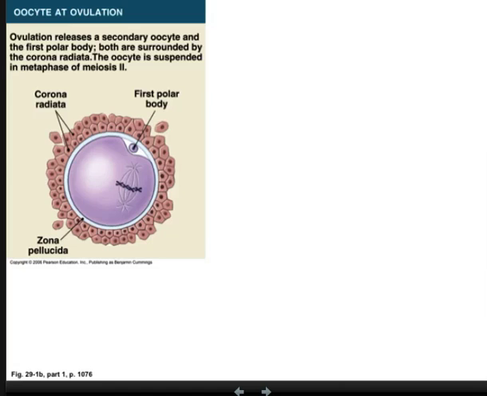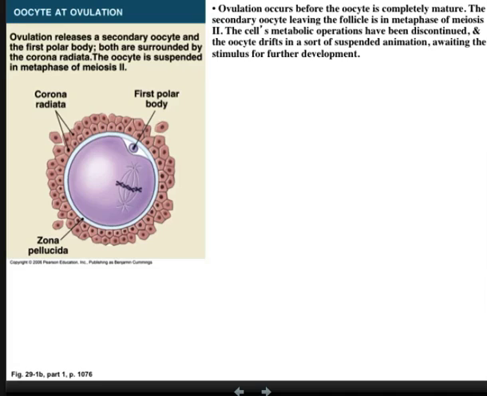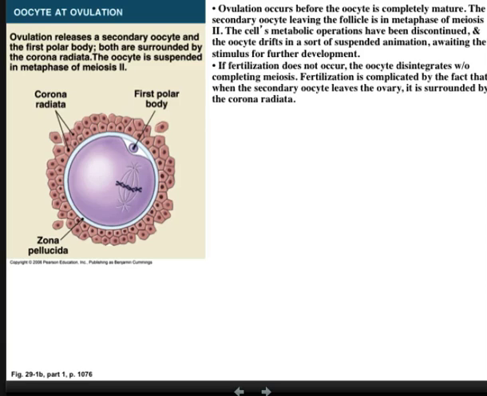So let's look at the oocyte at ovulation. Ovulation occurs before the oocyte is completely mature. The secondary oocyte leaving the follicle is in metaphase of meiosis II. It's in suspended animation, waiting for this event. The cell's metabolic operations have been discontinued, and the oocyte drifts in suspended animation, awaiting the stimulus for further development. If there's no fertilization, the oocyte will disintegrate without completing meiosis.